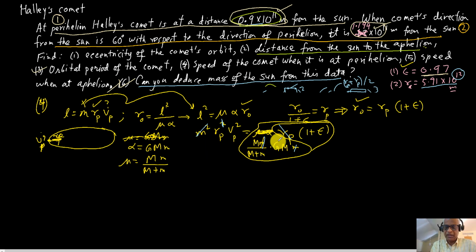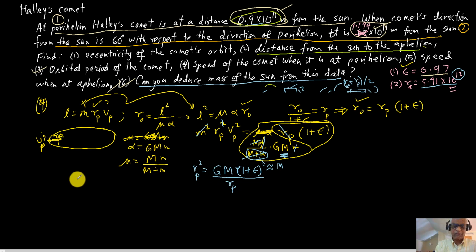We have got an equation. This M is almost like M, so this whole thing will cancel this M, but it will leave this M around. So let's see what's left. V_P squared, with R_P going on the other side, is G M times (1 plus epsilon) over R_P. Okay, so now we can just take a square root of this.